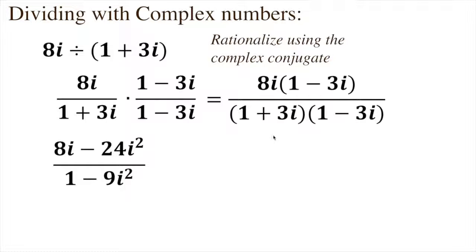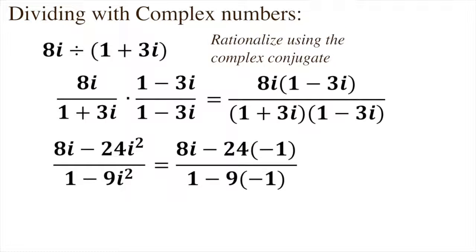Okay, so we end up with this, and that's after we FOIL this one here, I end up with this quantity here. Now I've got an i squared on top and bottom. We know what i squared is. i squared equals negative 1. So now I can simplify both of these.